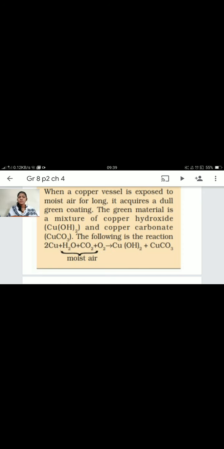And what reaction will take place then? First you have copper material, so copper plus water plus carbon dioxide plus O2, that is your moist air. The water, carbon dioxide and oxygen will form your moist air, and when this moist air comes in contact with your copper, you will get the formation of copper hydroxide plus copper carbonate.